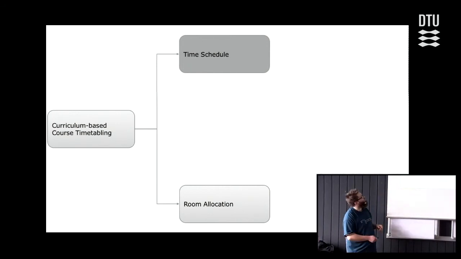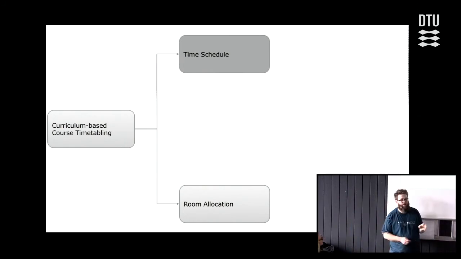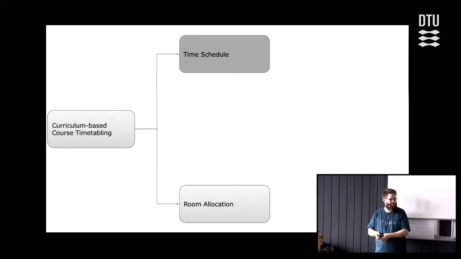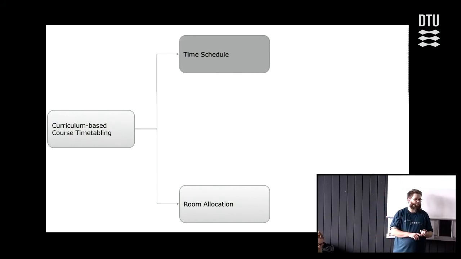So in our strive to improve the lower bounds, it makes sense to put attention here, because it is so hard. And currently, we had the time scheduling model scheduling courses to periods, so we have a binary variable for each course and each period.